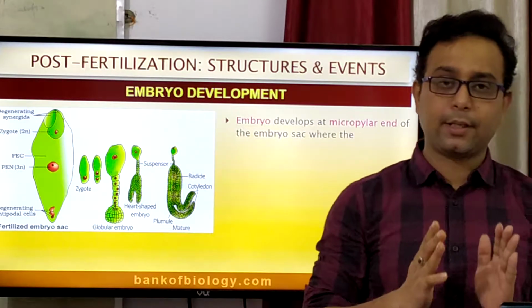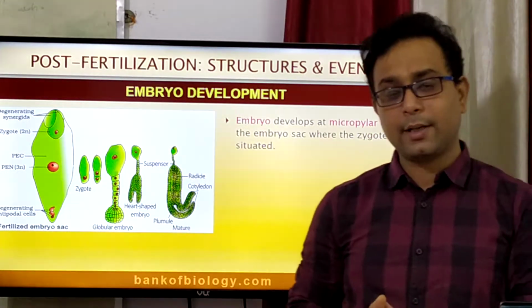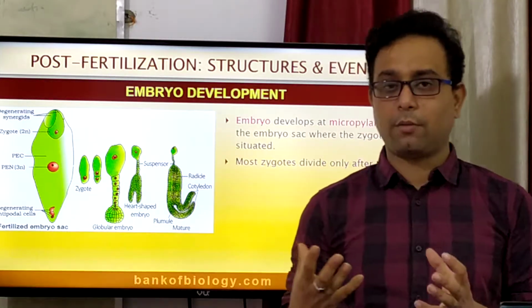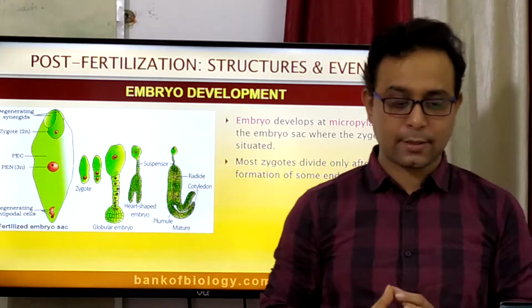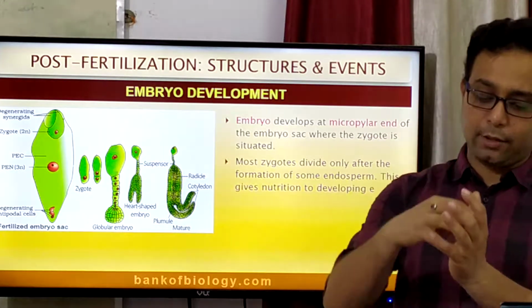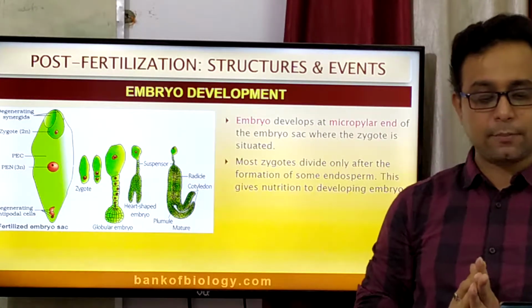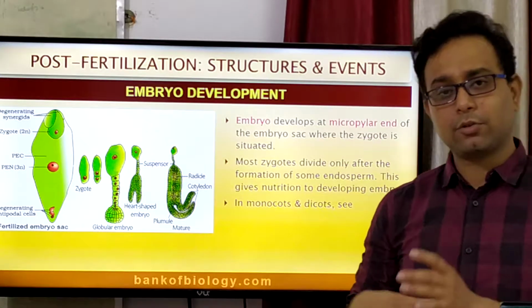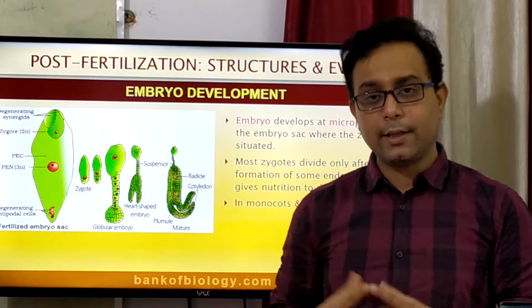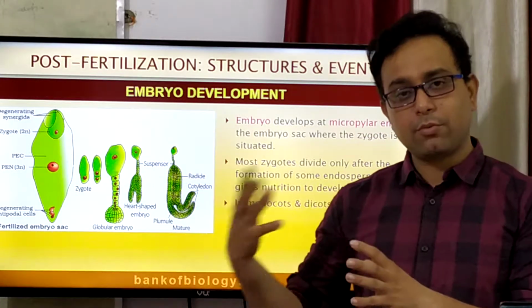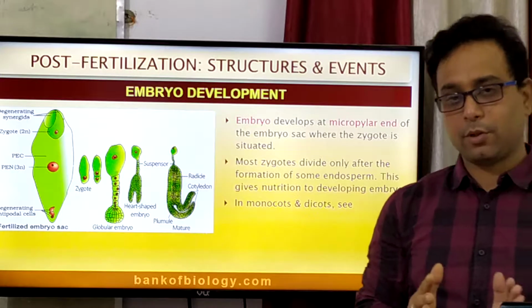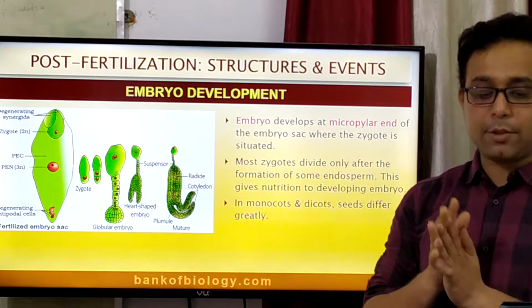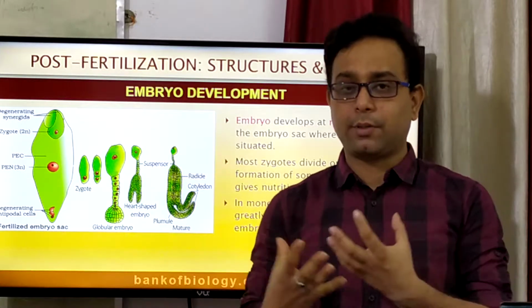Embryo development happens at the micropylar end. Why the micropylar end? Because near the micropylar end the zygote is situated. The zygote is formed by the fusion of the male gamete and the egg cell. Now the zygote divides by mitosis, right? But the zygote starts dividing after the endosperm develops. Why? Because the endosperm gives the nutrition. So at first the endosperm is produced, after that the zygote multiplies, right? So this gives nutrition for the development of the embryo. It is also a function of the endosperm.